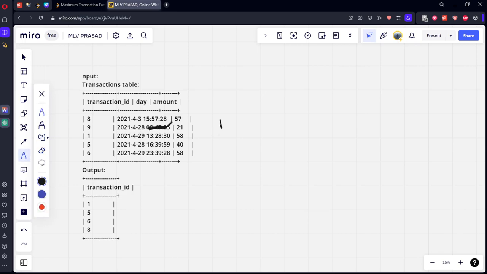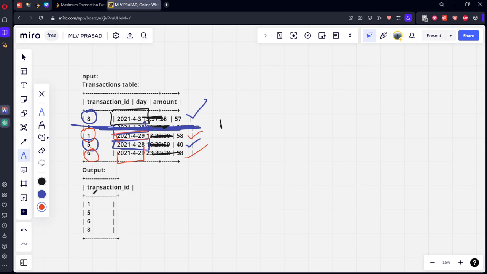Okay, let's remove the time and see by date. If you see, April 3rd has only one transaction, but on the 28th there are two transactions, one is 21 and one is 50. Which one is highest? 50. So remove the other one, it is not required. Similarly, for the 4th there is only one transaction, so this should be returned. For the 4th this should be returned. And there is one more date, April 29th, where there are two transactions both having 58 as the highest. So these two should be returned.